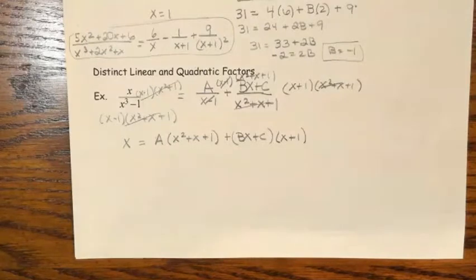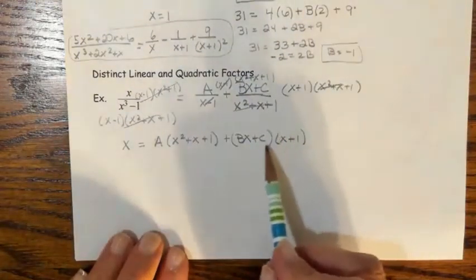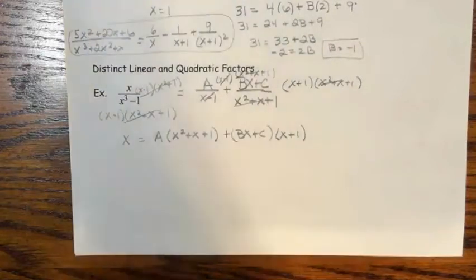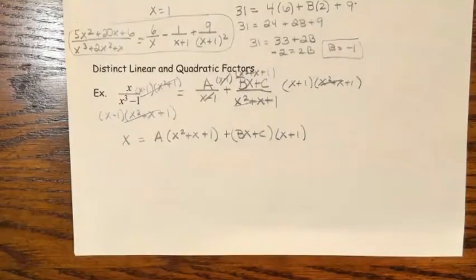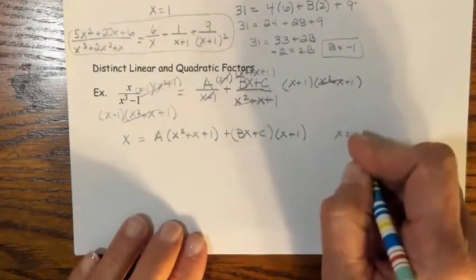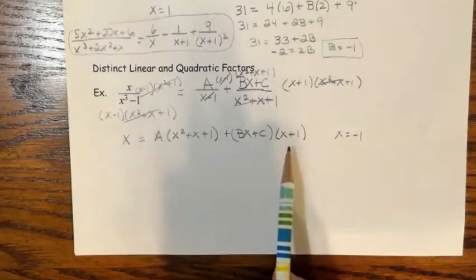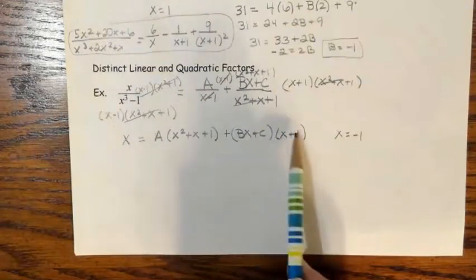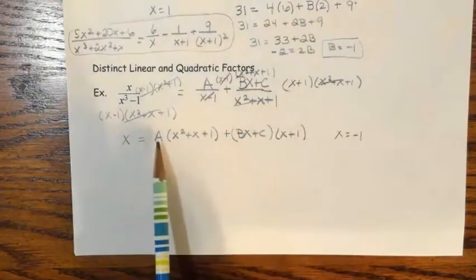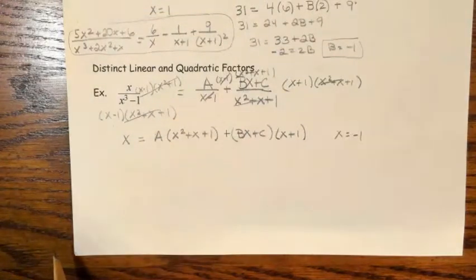All right, so things that you can plug in. What would be an obvious thing to plug in to get rid of a variable? Well, you've got this factor. So what could you plug in? You could plug in x equals -1. So I'm going to replace all my x's with -1 because that will cause this factor to be 0, which would get rid of this whole thing. And then I'd be able to find a. So I'm going to let x be -1.